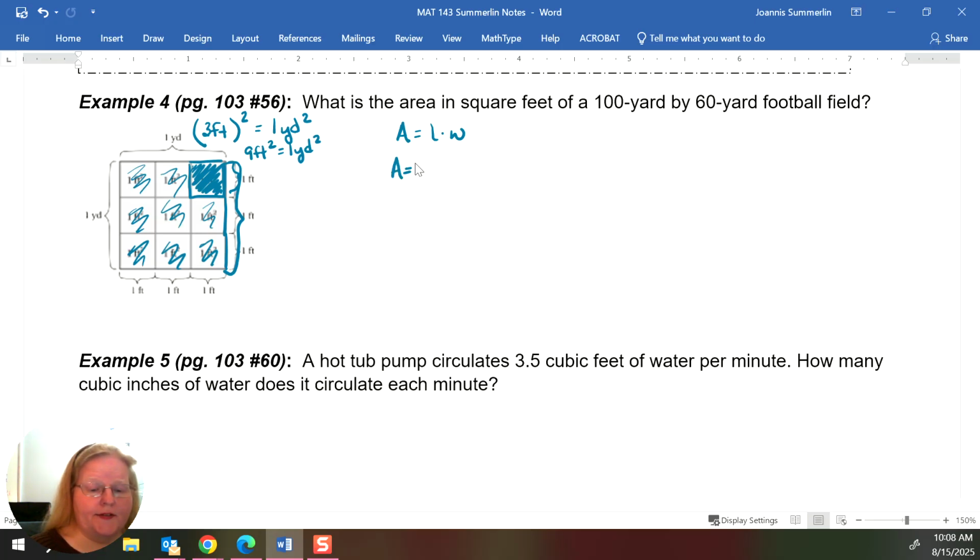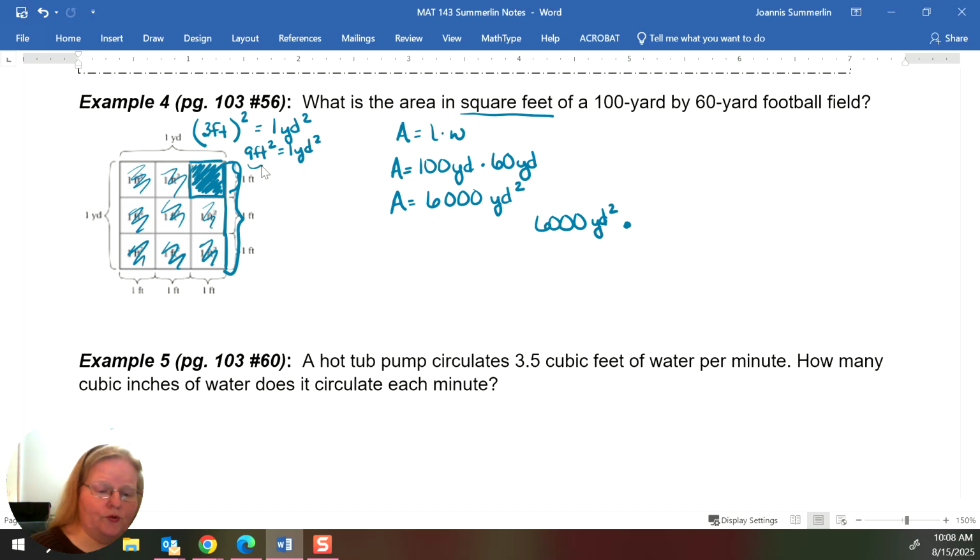So the area in this case is going to be 100 yards times 60 yards. So the area of our football field is 6,000 yards squared. That's the area of the football field. That is not the area in square feet, which is what they wanted. Now I have to convert this to square feet. So I have this 6,000 yards squared, but we want it in square feet.